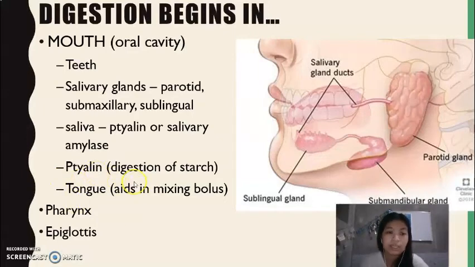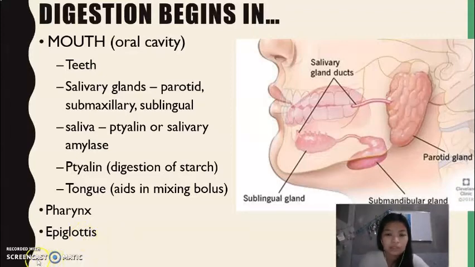the tongue aids in mixing the bolus. We call the smashed, softened food the bolus. And the bolus is pushed by the tongue to the pharynx and to the epiglottis. So, kagaya nung diniscuss ko sa respiratory system, the epiglottis helps in separating the food that we eat and the air that we breathe. Ayan. So yung food, mapupunta siya sa esophagus, while the air, doon naman siya sa trachea.